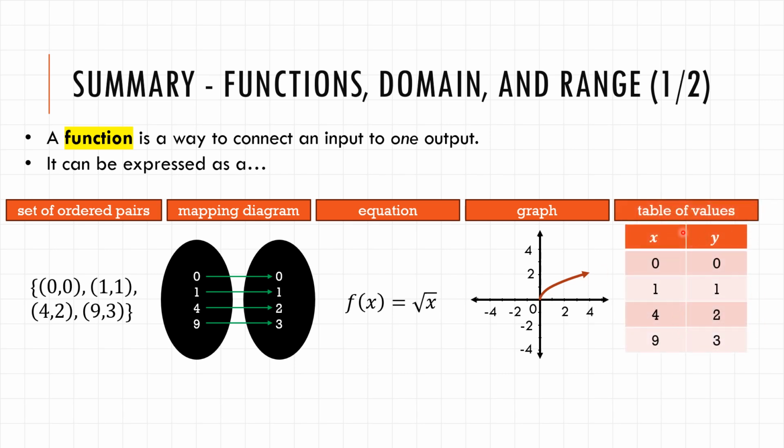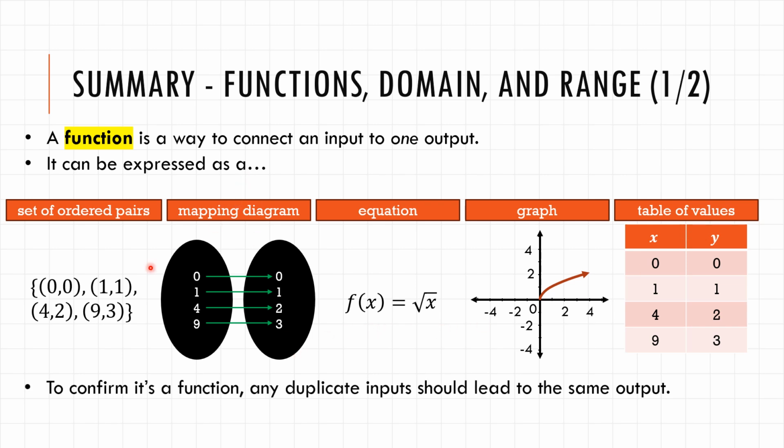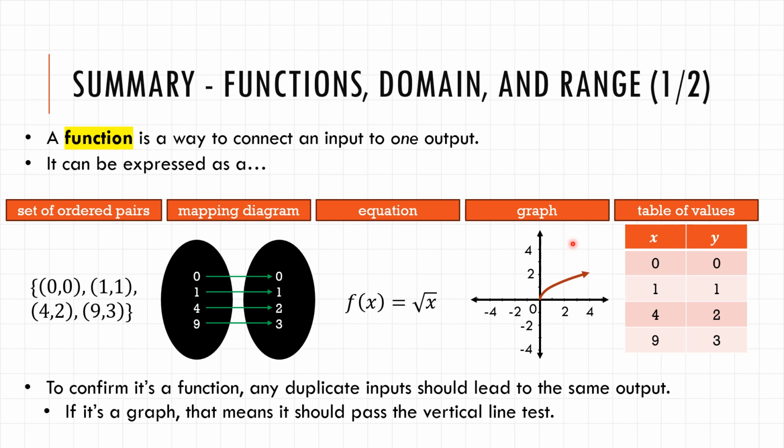For something to be a function, if there is an x value that appears more than once, though, they should all lead to the exact same y value. So each unique input should never lead to more than one output, just like it says over here. If that's on a graph, that means that it should be able to pass something called a vertical line test, where you just put a vertical line down, and if it touches the graph at 2 points, it's not a function.